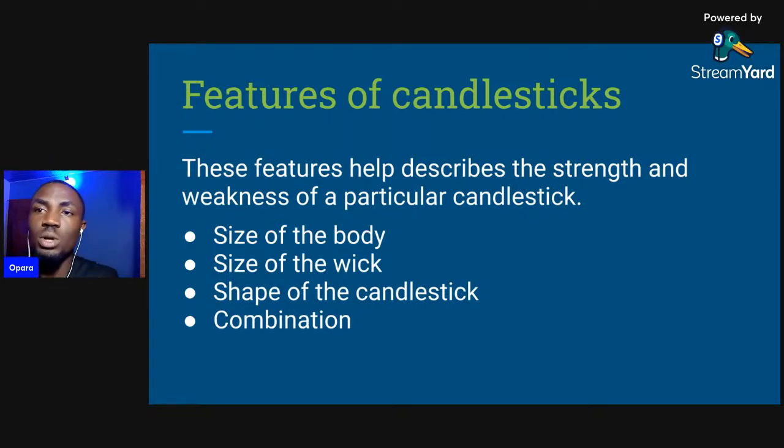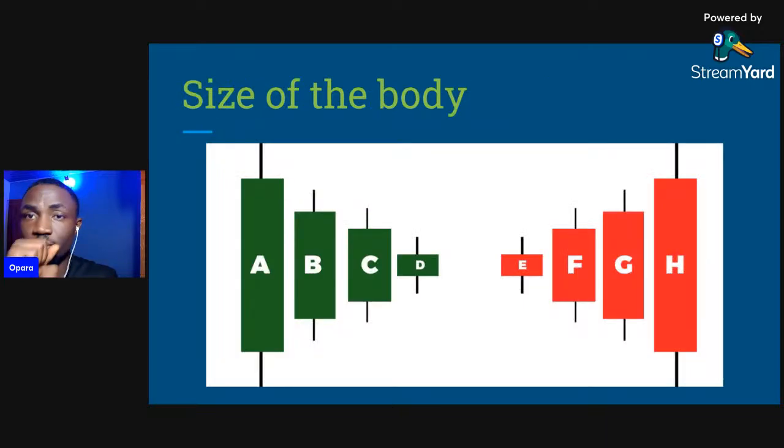Okay, so let's go and see more illustration. When I say the size of the body of the candlestick, you can see from A, B, C, D, this is the bullish candle. You'd agree with me that the strength of A is not the same thing as the strength of B. In fact, for these bullish candles, the strongest is candle A because it's the biggest.